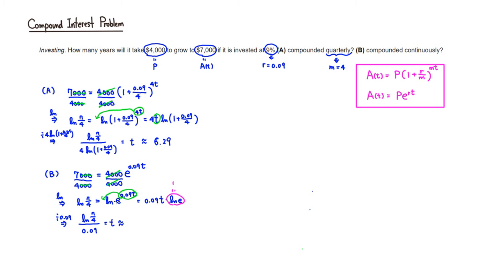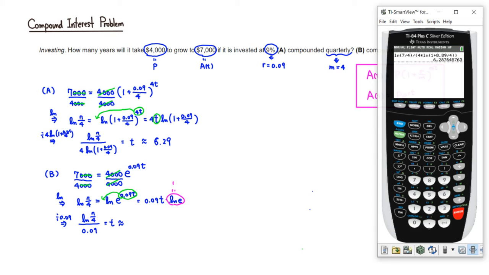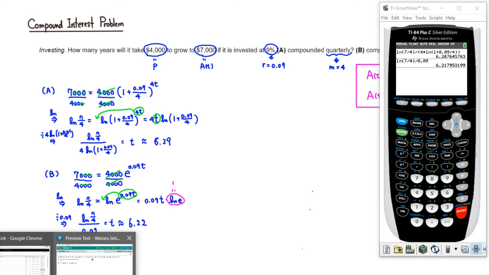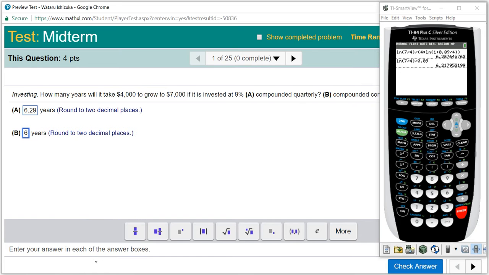Again, we're going to find the t value using a calculator. This is natural log of 7 over 4, and we're going to divide this by 0.09. Then hit enter. We get about 6.22. So this is about 6.22. Let's type that in. It's going to be 6.22.